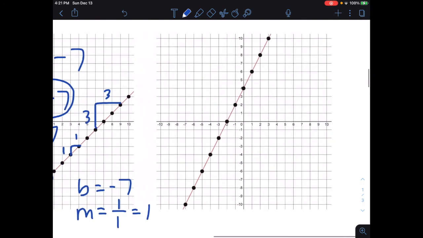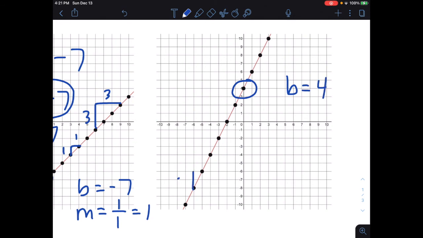All right, here we go, last one. Whole bunch of points. Okay, so b is 4. Slope, I went up 2 over 1. So my slope is 2 over 1, or just 2. So my equation is y equals 2x plus 4.